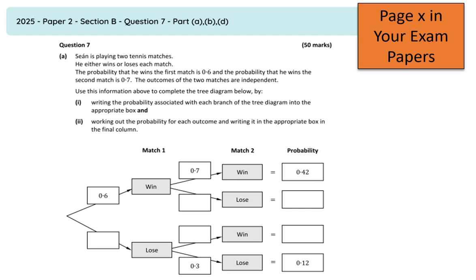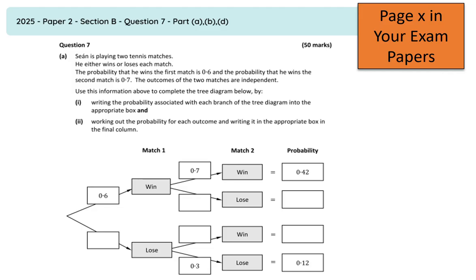Right lads, this is the 2025 probability question, Paper 2, Section B, Question 7, parts A, B and C. Sean is playing 2 tennis matches. He either wins or loses each match. The probability that he wins the first match is 0.6 and the probability that he wins the second match is 0.7. The outcomes of the 2 matches are independent, which means that one does not impact the other.